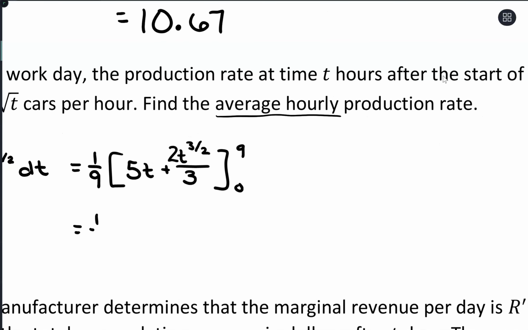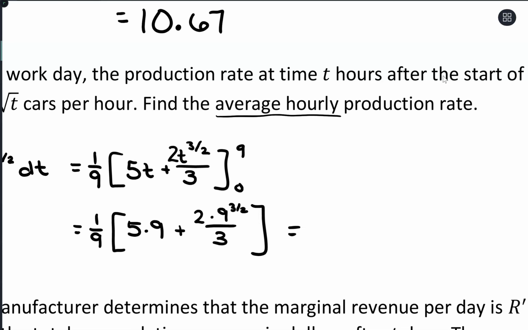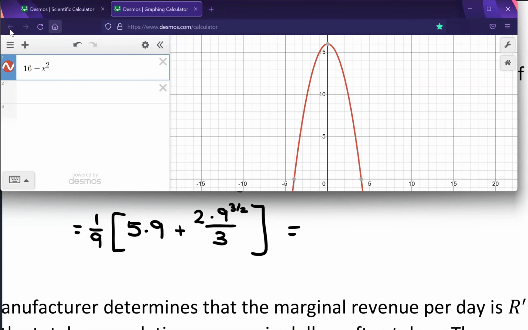And let's go ahead and plug in 9. 5 times 9 plus 2 times 9 to the 3/2 over 3. And then if we plug in 0, that's all just going to be 0. So with that, we can go to our calculator and plug it in.